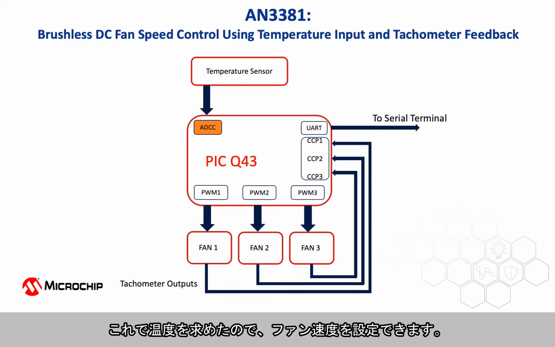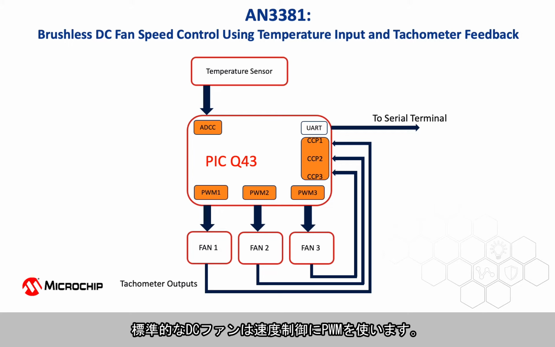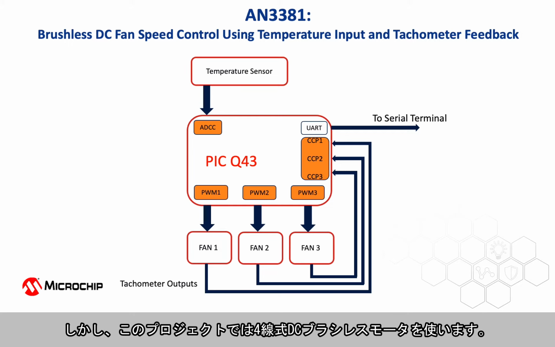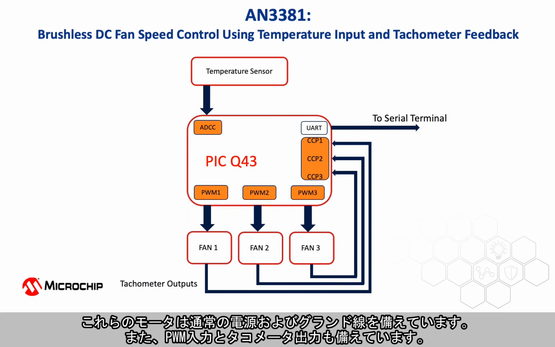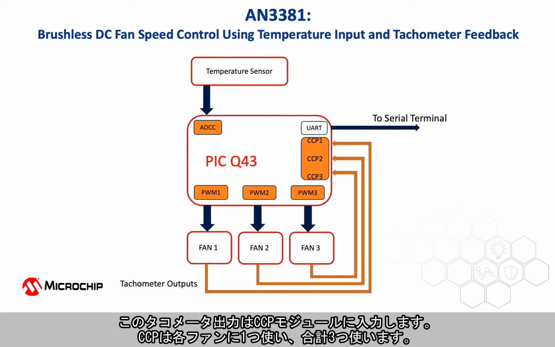Now that the temperature has been obtained, the fan speed can be set. This is done using two peripherals, PWM and CCP. A typical DC fan uses PWM for speed control. However, in this project, we are using 4-wire DC brushless motors. These have the usual power and ground wires. They also have a PWM input and a tachometer output. Each fan has 2 embedded magnets so that when it rotates, it gives 2 pulses per revolution via the tachometer wire. This tachometer output is routed to a CCP peripheral, one for each fan for a total of 3.